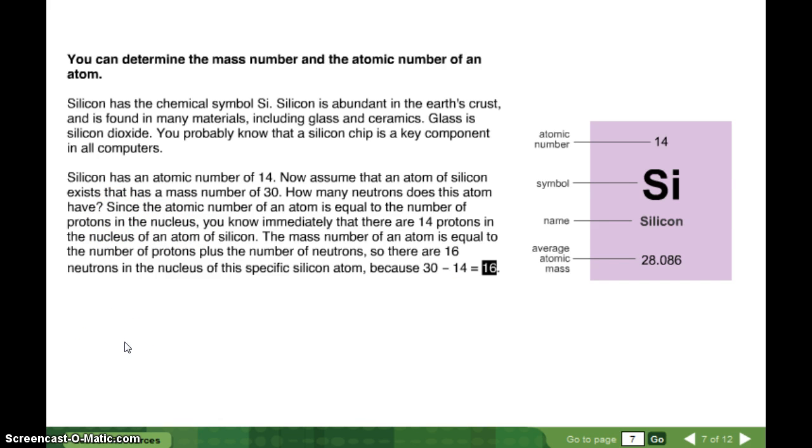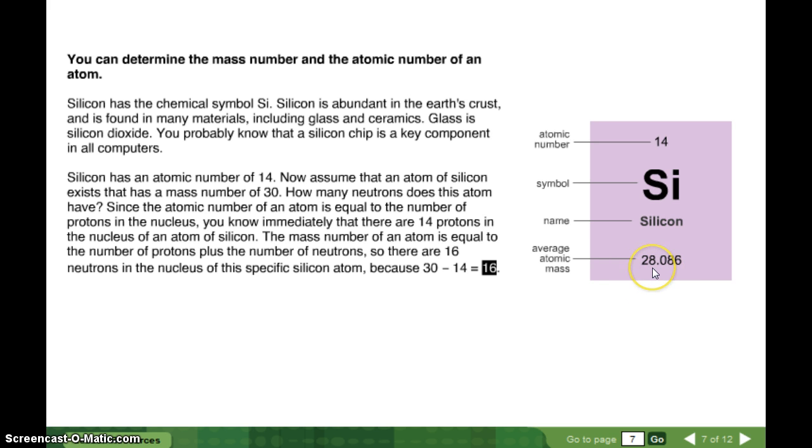All right, so since the atomic number of an atom is equal to the number of protons in the nucleus, you know immediately that there are 14 protons in the nucleus of an atom of silicon. The mass number of an atom is equal to the number of protons plus the number of neutrons. So there are 16 neutrons in the nucleus of this specific silicon atom, because 30 minus 14 equals 16. And sorry, I said silicone, it's silicon. But we talk more about silicone, so sometimes I read too fast and forget to pronounce it as it is as an element.